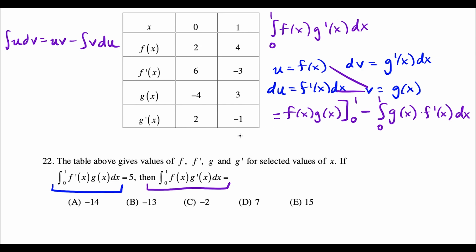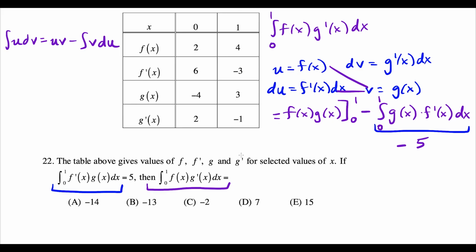And we have to think, does this look familiar? Well, f prime times g times dx over here is exactly equal to 5. So whatever this works out to, it's just going to be minus 5 at the end, because this integral, once again, matches the stuff that we were given here in blue. So this was given to us. So now we just got to find this part.